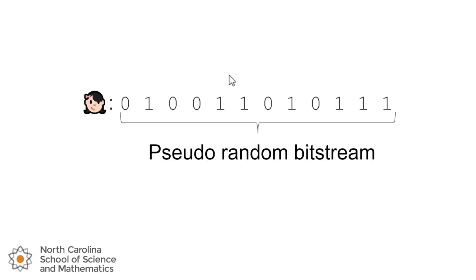So if all I did was put this up on the screen, 0, 1, 0, 0, 1, 1, 0, 1, 0, 1, 1, 1, that would be a great bit stream for us to use as part of our XOR cipher.